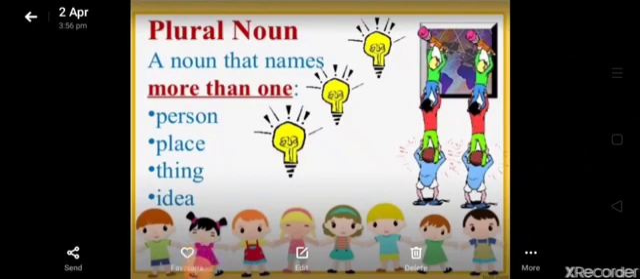Plural noun: a noun that names more than one. More than one means plural. Plural nouns tell us about more than one person, animal, place or thing. For example, girls, boys, cows, or you can say houses. These are the examples of plural nouns.